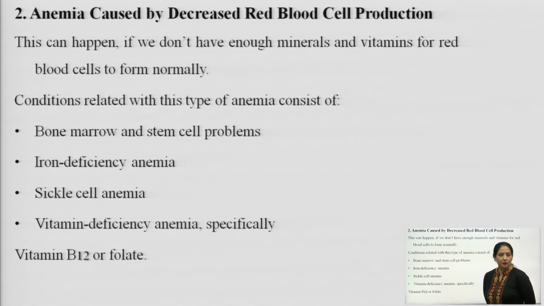And the second one is due to the decreased red blood cell production. The reason behind the decreased red cell production is bone marrow and stem cell problem, because bone marrow is the site where the RBC are formed. And number 2, the iron deficiency anemia, because iron is the essential element for the synthesis of RBC. Number 3, sickle cell anemia due to the genetical disorder, and number 4 is the deficiency of vitamins like vitamin B12 and folic acids.